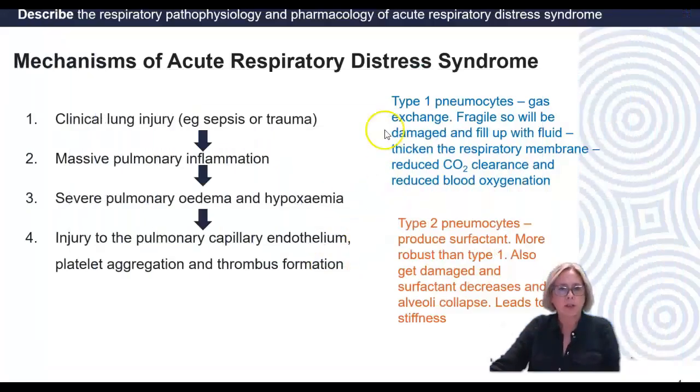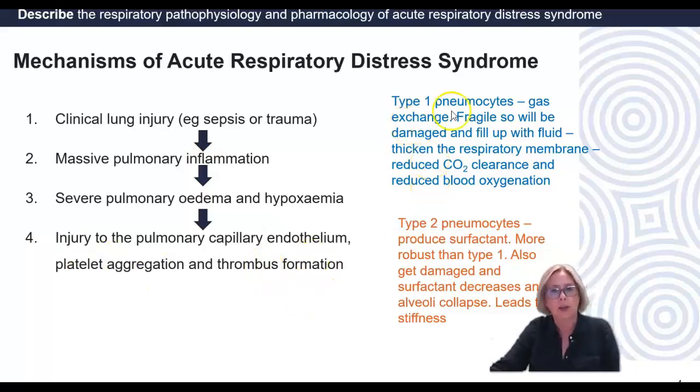So if we look at the pathophysiology behind it, whatever the cause is going to cause some sort of clinical lung injury. That's then going to stimulate massive pulmonary inflammation and severe pulmonary edema and hypoxemia. The injury to the pulmonary capillary endothelium is going to exacerbate this pulmonary edema and hypoxemia and trigger or stimulate platelet aggregation and thrombus formation.